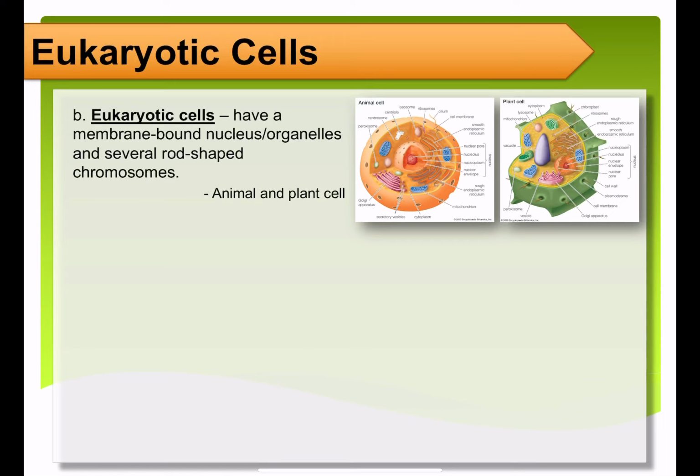As we have mentioned, eukaryotic cells are the other group of cells, which we define as having a membrane-bound nucleus and organelles, and also several rod-shaped chromosomes. So instead of a nucleoid, they have a nucleus that contains the chromosomes or DNA within it. We typically divide eukaryotic cells into either animal cells or plant cells, where there are more significant differences between these two specific types of cell.